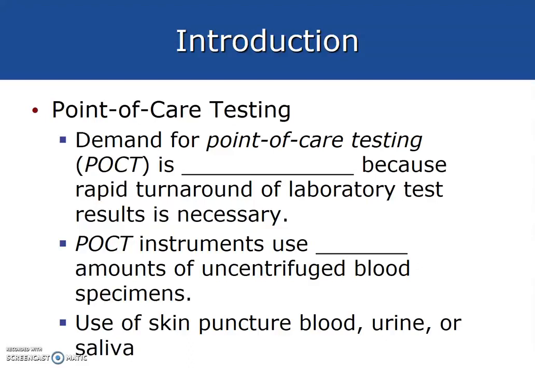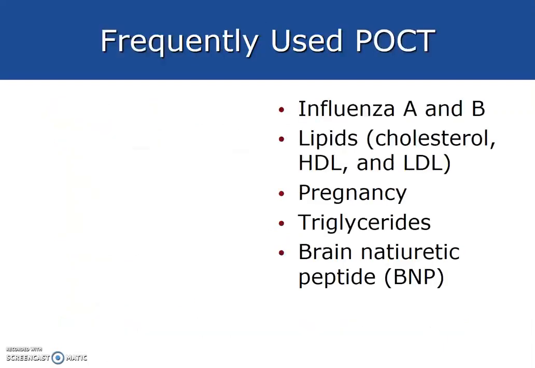The demand for point of care testing is increasing because a rapid turnaround time for laboratory tests is necessary. Point of care instruments use a small amount of uncentrifuged blood specimen, and skin puncture blood, urine, or saliva can also be utilized. This is really essential when we're looking to obtain a small amount of blood for patients that are hard to draw. Also, we might utilize point of care testing to preserve the veins for other uses.